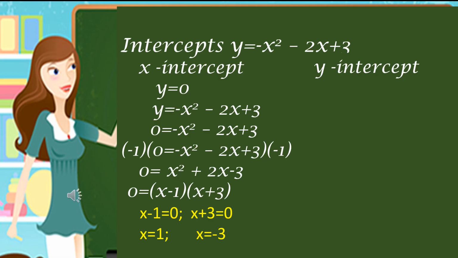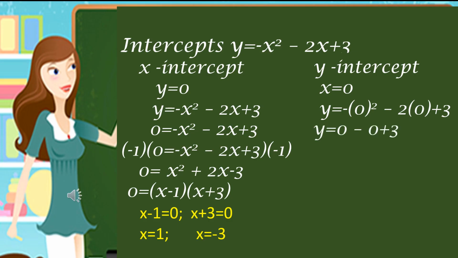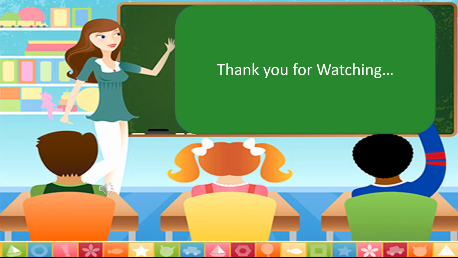Then for the y-intercept we set x equal to 0, so we have y is equal to negative 0 squared minus 2 times 0 plus 3. Then y is equal to 0 minus 0 plus 3, so y is 3. Those are the intercepts.